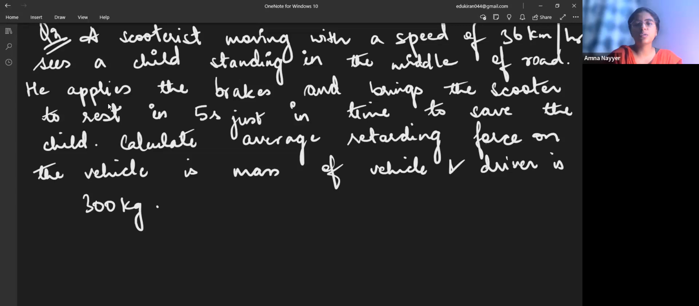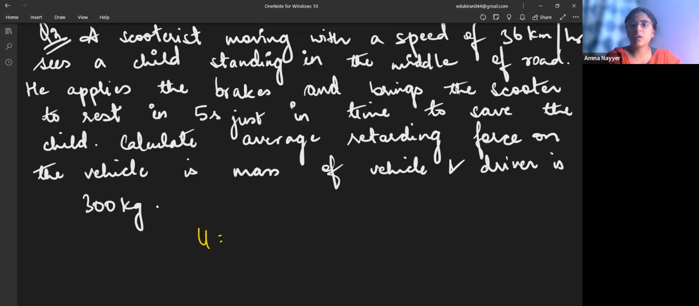This says that a scooterist moving with a speed of 36 kilometer per hour, we'll have to convert, sees a child standing in the middle of the road, applies the brakes and brings the scooter to rest in 5 seconds. Again, rest means final velocity is 0. Initial velocity is given as 36 kilometer per hour. Calculate the average retarding force on the vehicle, mass is given. It's a similar question, just with different values. You should be able to answer this by now.